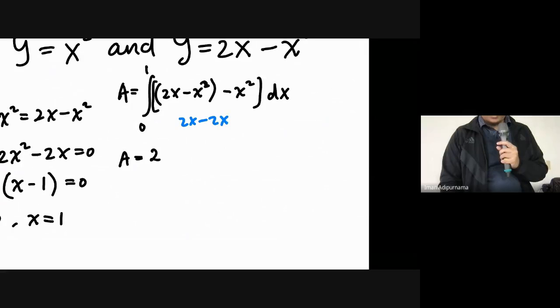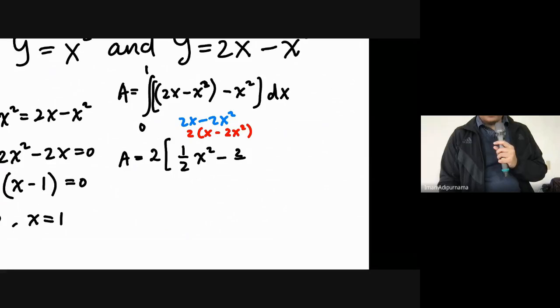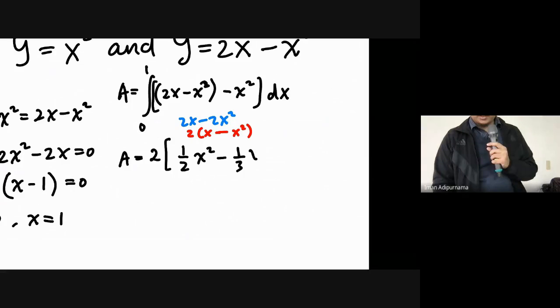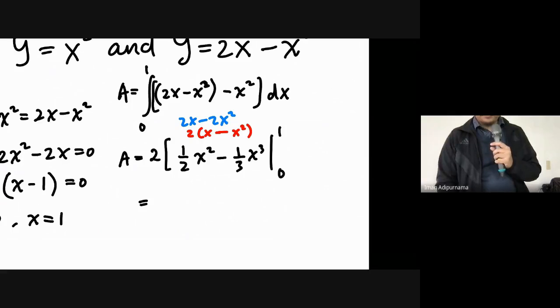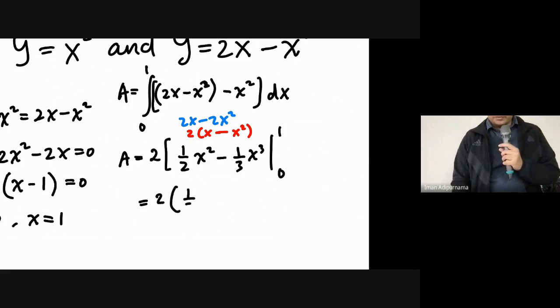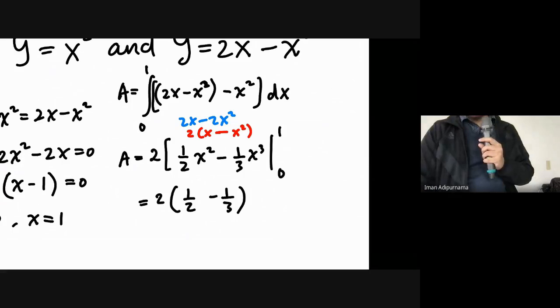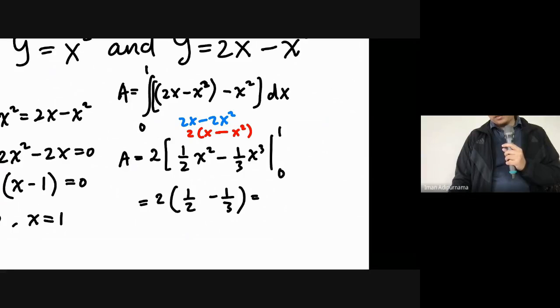So this will be 2x minus 2x squared. So this will be x squared minus 2/3 x cubed. So 1 minus 2/3 is 1/3.